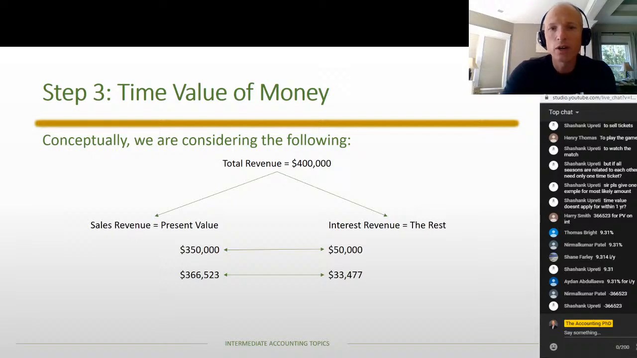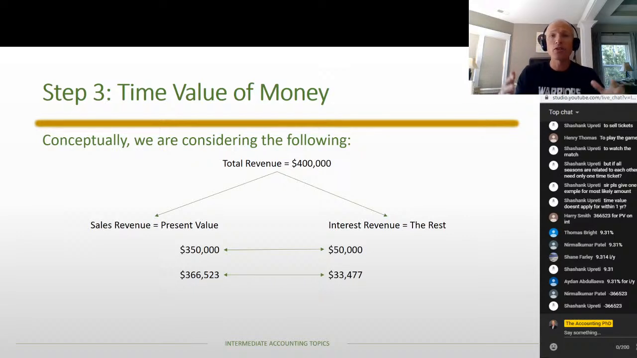And we're just trying to figure out, okay, well, how much of this are we going to allocate to sales revenue? And how much of this are we going to allocate to interest revenue? And so you can see that sales revenue is whatever the present value is, and the interest revenue is whatever's left over. So in other words, we're taking that $400,000 and we're breaking it up into two pieces.